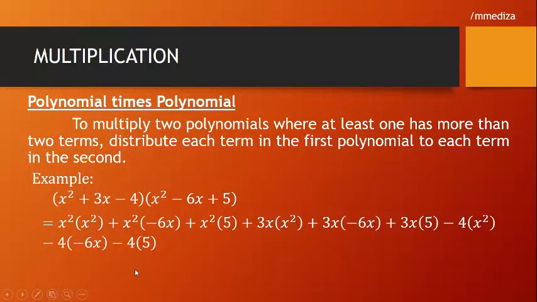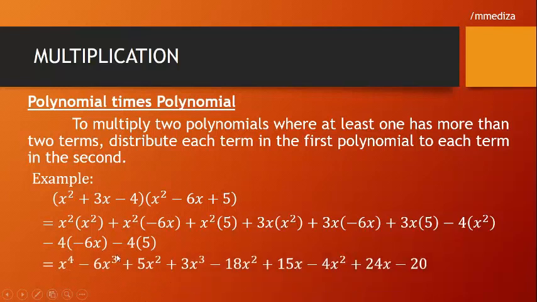So simplifying this will result to x to the 4th minus 6x cubed plus 5x squared plus 3x cubed minus 18x squared plus 15x minus 4x squared plus 24x minus 20. So combining like terms, that will result to x raised to 4 minus 3x cubed minus 17x squared plus 39x minus 20. Now let us proceed to the division.